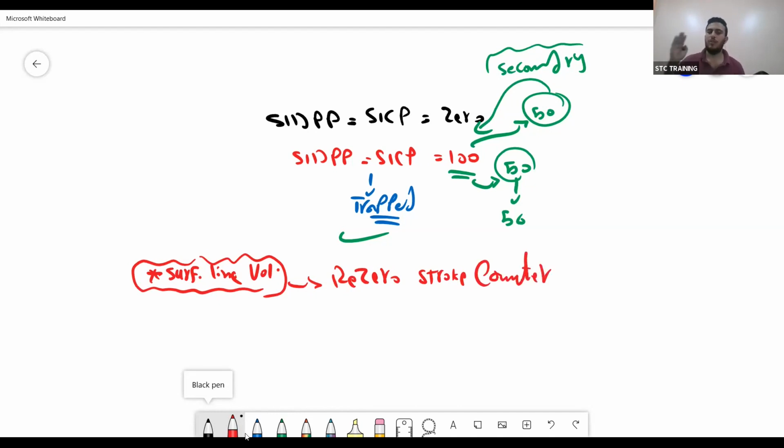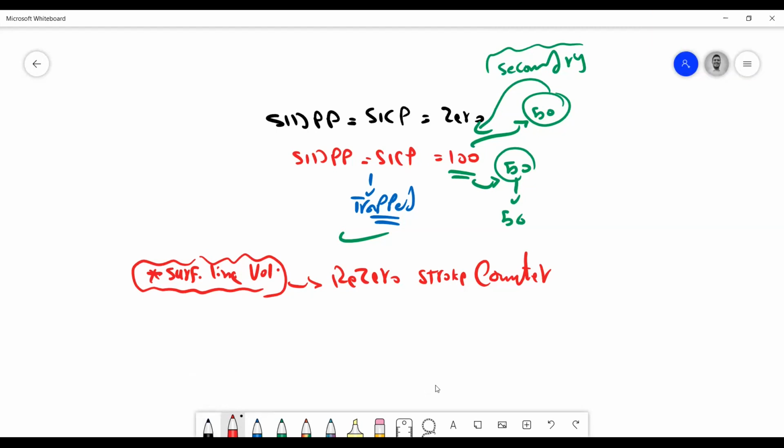Okay, re-zero. If you ignore to re-zero the stroke counter, you will find that at the same time you still have some pressure and need to complete pumping to kill the well completely. Okay, guys, is there any confusion?